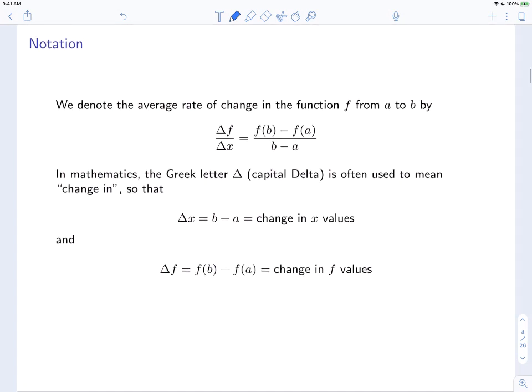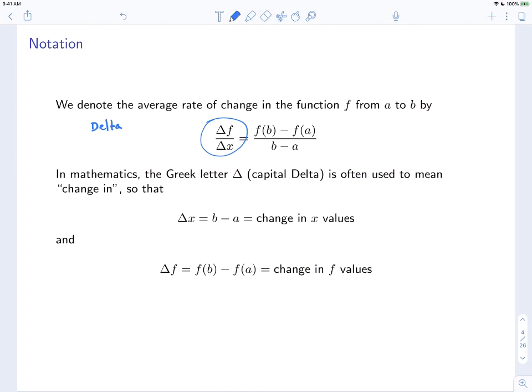Let's talk a little bit about notation. We denote the average rate of change in the function f from a to b using this expression here. Now that letter that you see is called delta. That's the Greek letter delta, but it's the capital delta. So this is delta f over delta x.